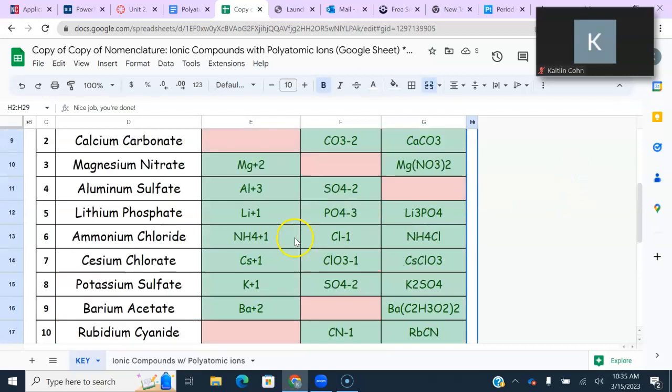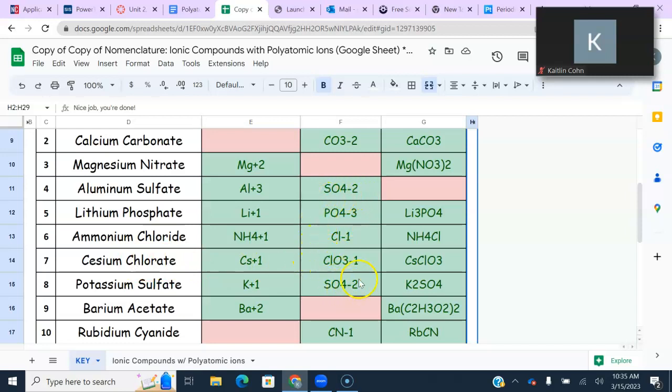Okay? All right, so for the first column, you're just identifying the metal. It will be the first word here. And then you're going to figure out the charge by looking at the periodic table. So if it's in group 1, it's going to be a 1+ charge. If it's in group 2, it's going to be a 2+ charge.